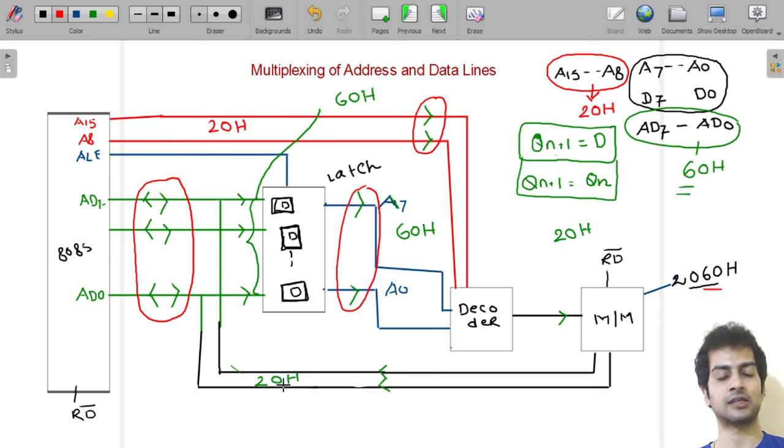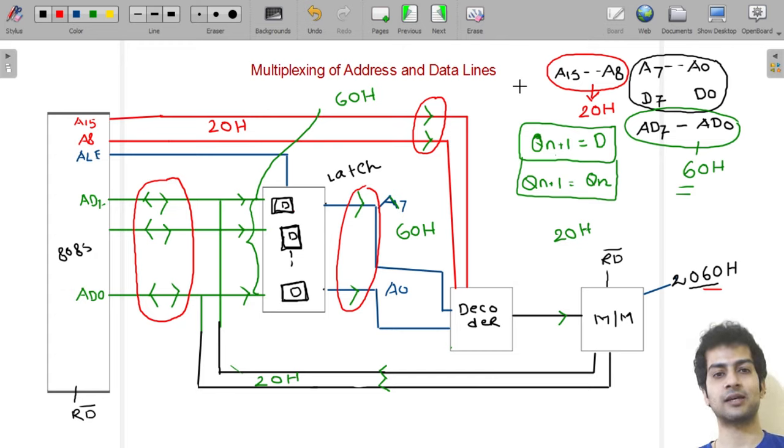When this 20H is overwriting this 60H here, the 60H will not be affected. It will remain intact with our lower order address bus, because ALE is de-energized by this time, and all my D flip-flops are also de-energized. It is a property of a D flip-flop that when it is in a de-energized state, its next state is the previous state. So this is how we are achieving multiplexing of address and data lines.